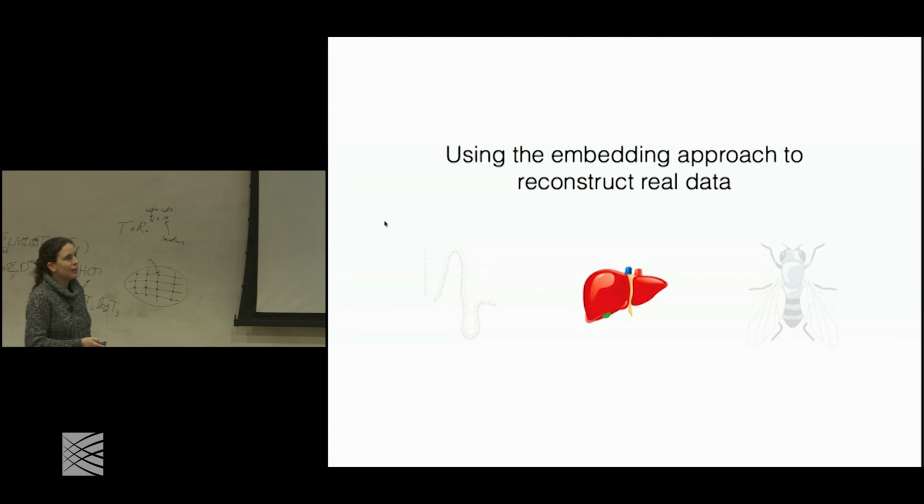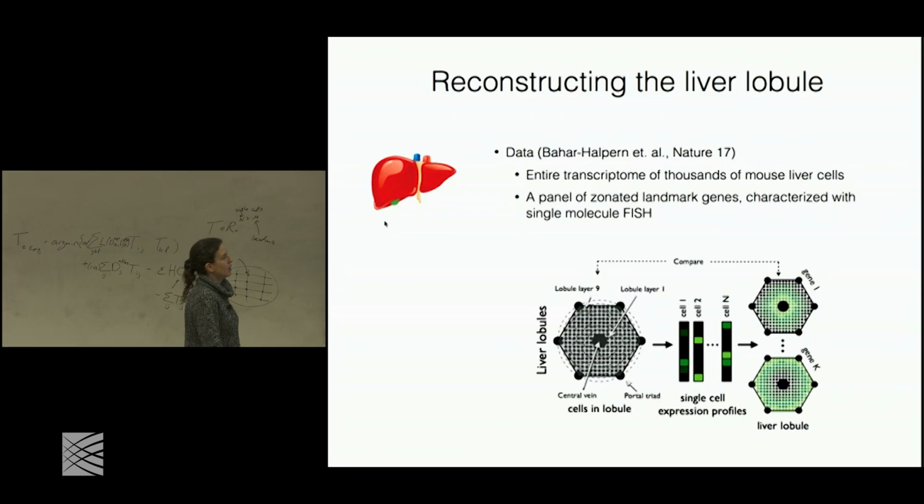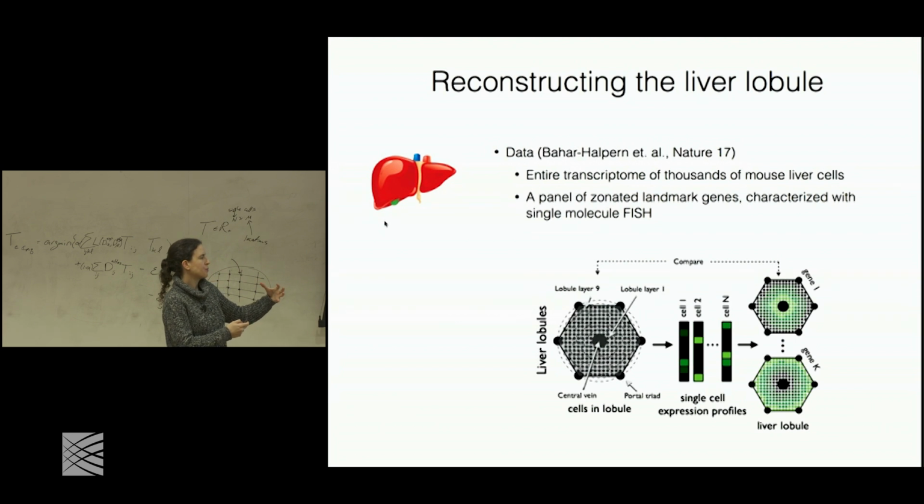Okay, the second example would be that of the liver, which is also composed of repeating units called liver lobules, where we have blood flow, which generates gradients of oxygen and nutrients, and we also have gradients of morphogens, in this case, in the reverse direction.